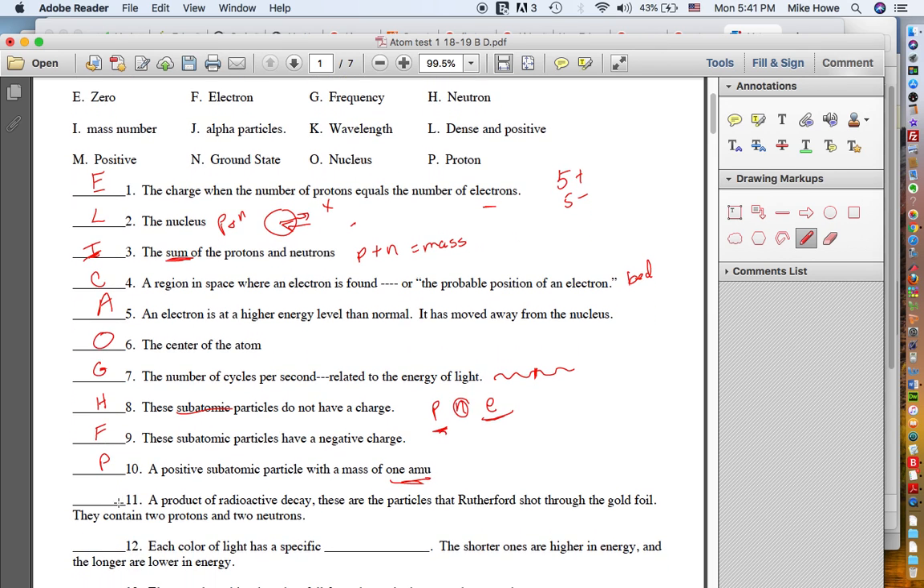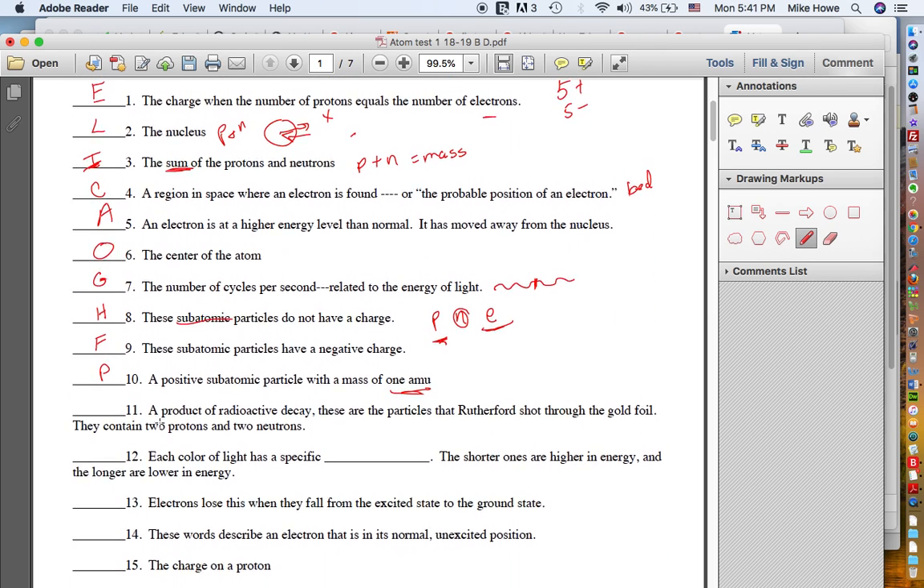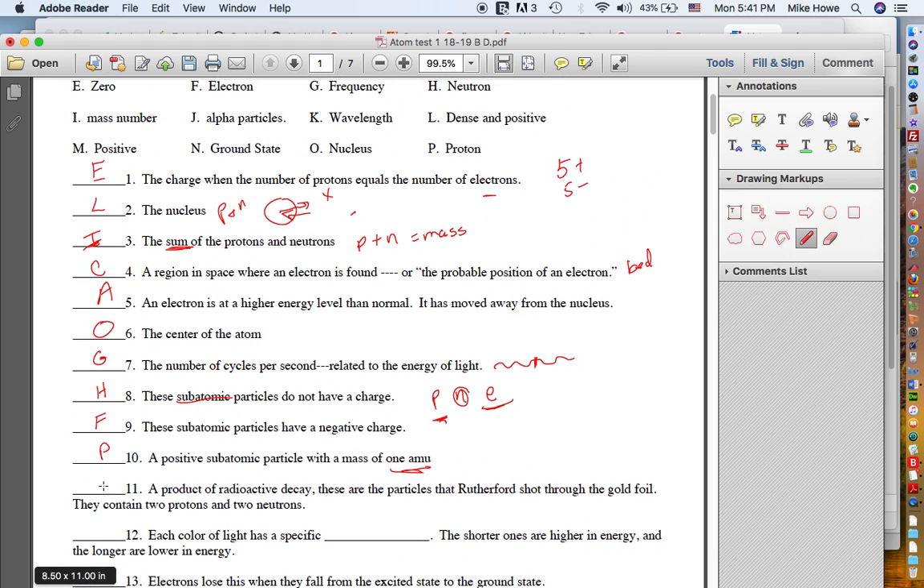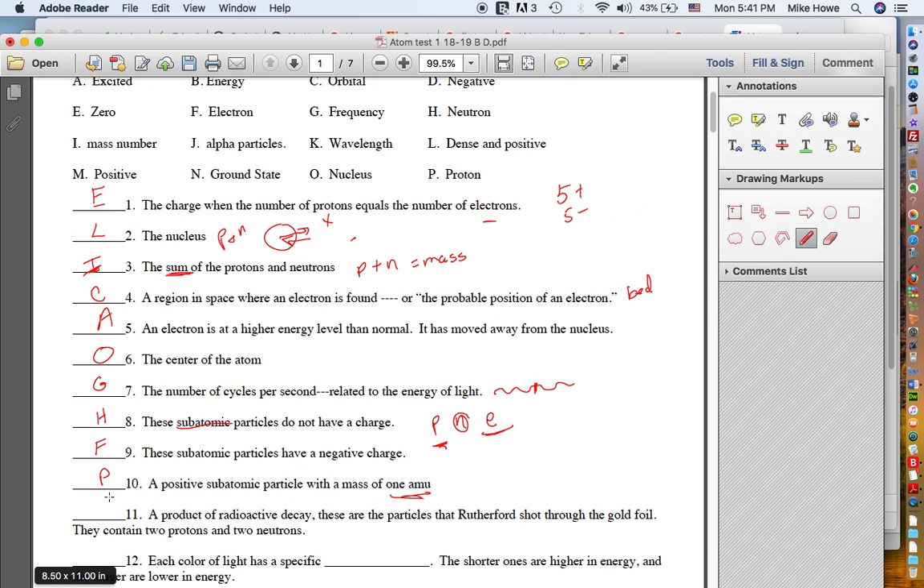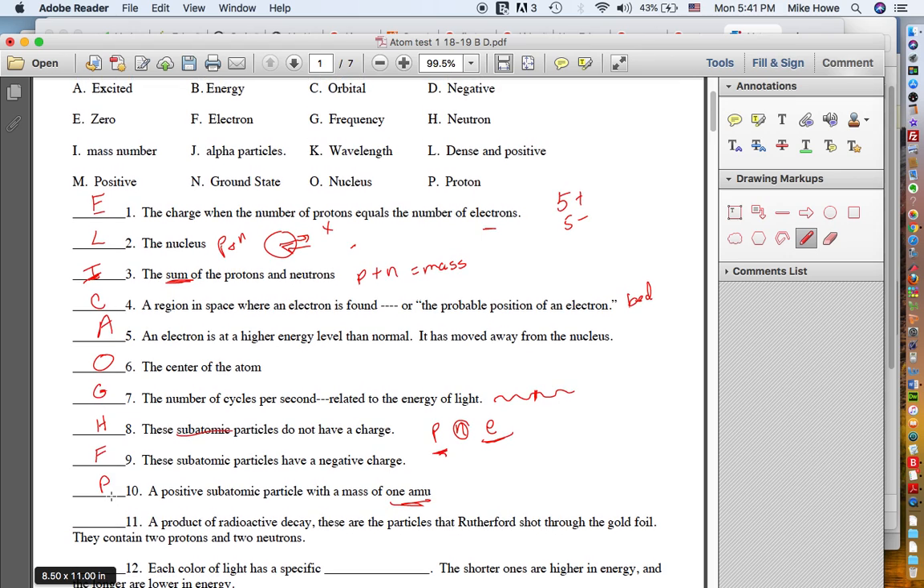Okay, a product of radioactive decay, 2 protons and 2 neutrons. This one we talked about: if I was a radioactive nucleus, I was throwing things across the room just kind of randomly. One of the things I could throw would be an alpha particle, and that's this particle, J.